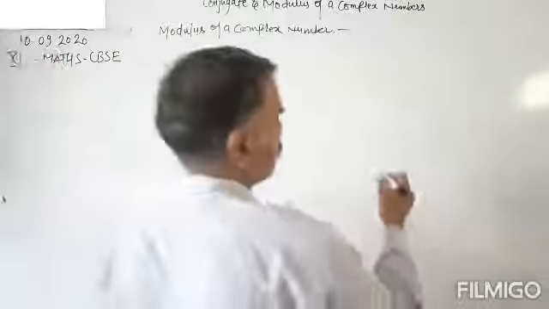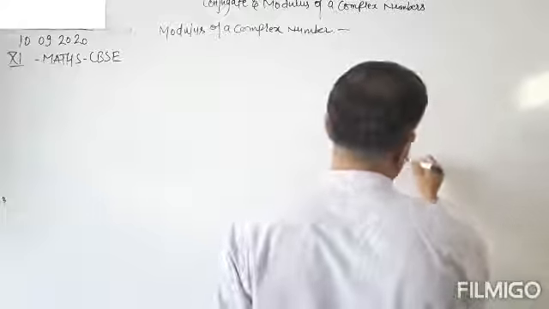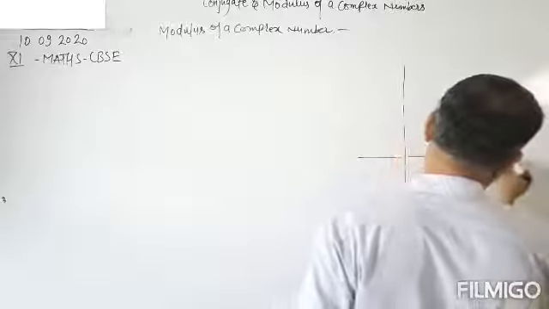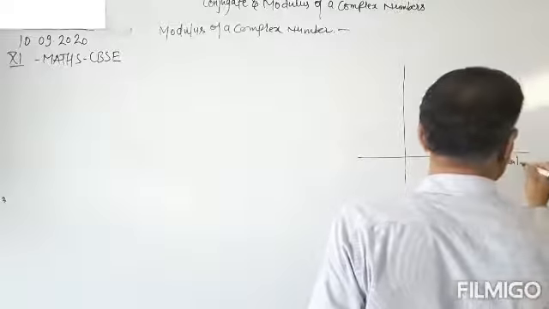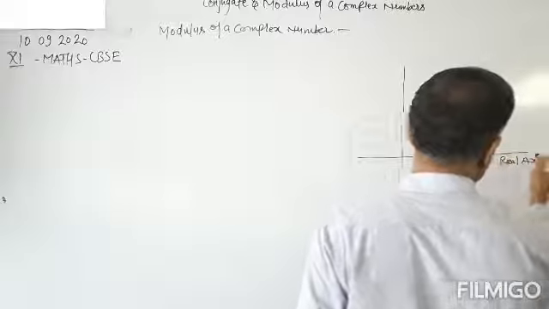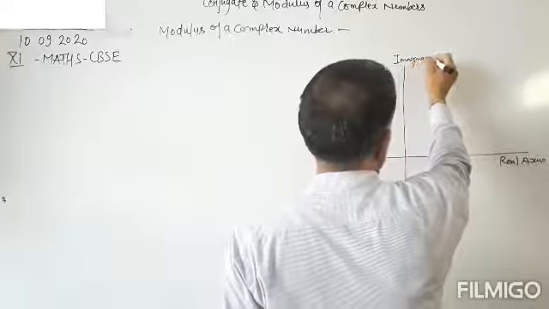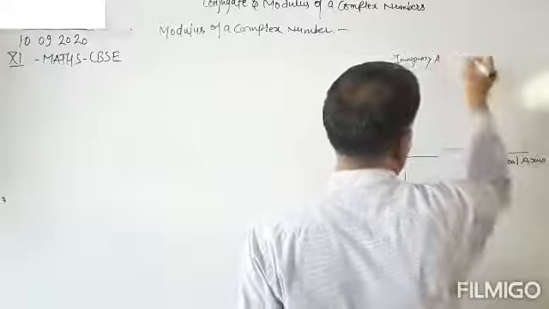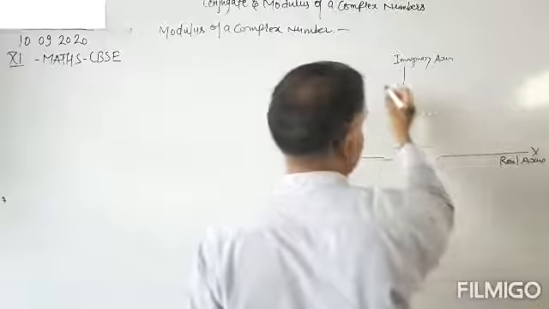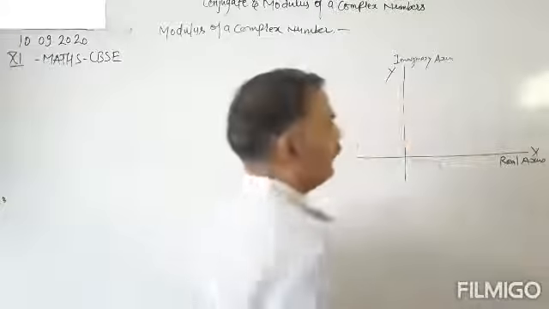Modulus of a complex number. Let this be the imaginary axis and this be the real axis. Real axis is the x axis and imaginary axis is the y axis.